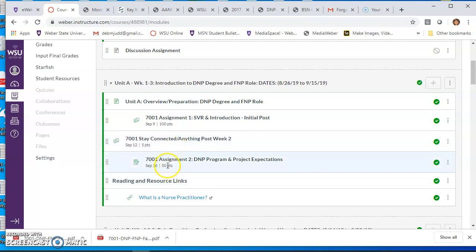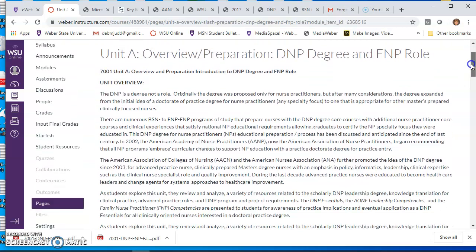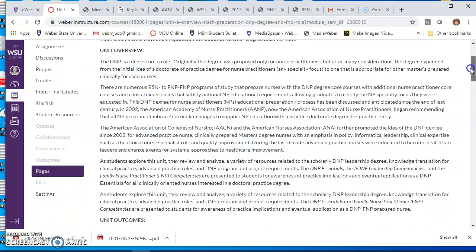And then the second assignment that is due at the end of the third week of the semester is talking a little bit about our DNP program specifically and the DNP project expectations. So if you go to the overview page for the unit, what you'll find is a little bit of a history or overview about the DNP degree and the FNP role.